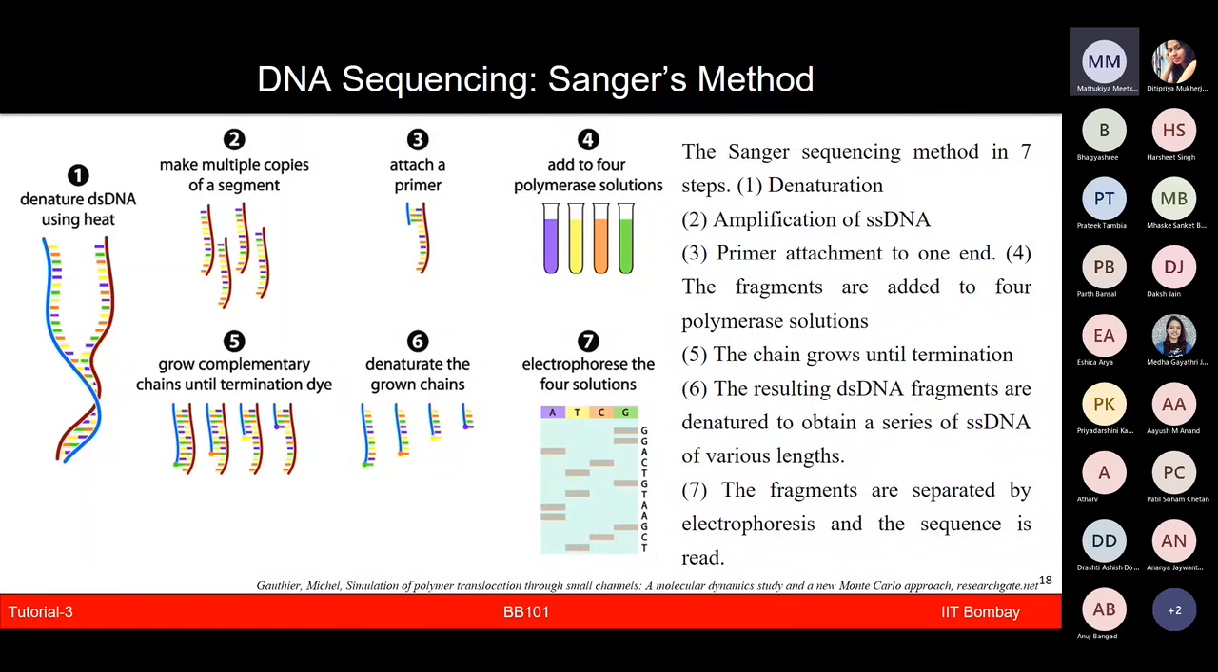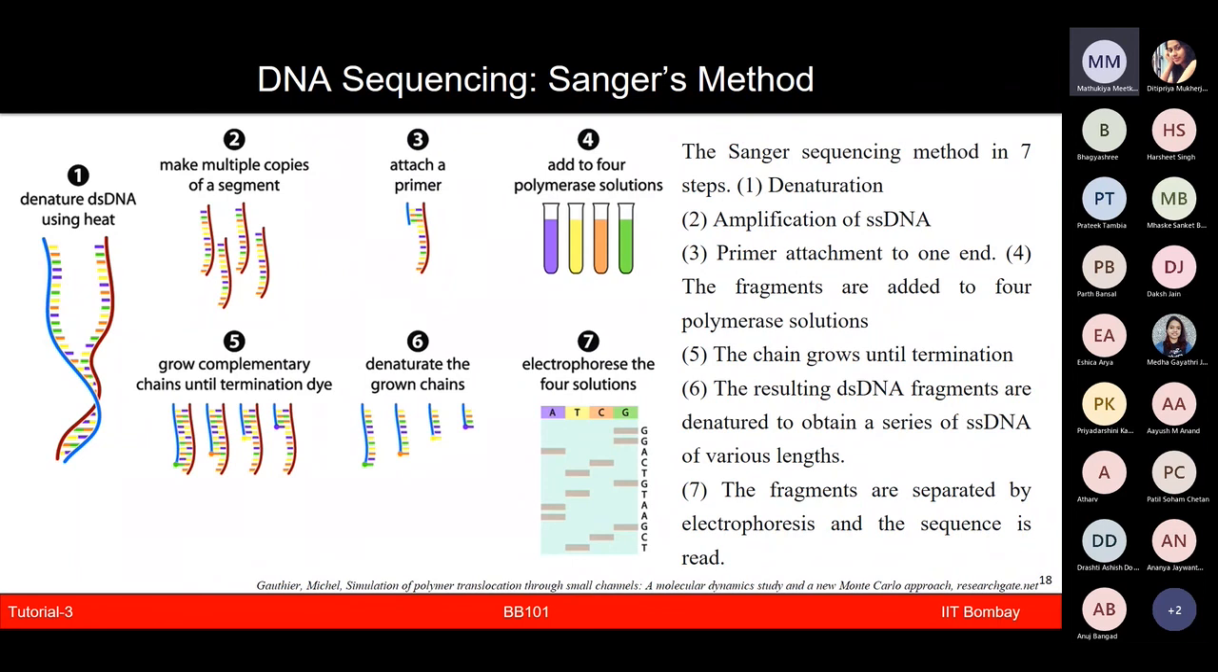Sanger sequencing being one of the most popular and one of the most well-known. So it has basic 7 steps. These 7 steps we are talking about only the sequencing part. Prior to all those, cloning is done. So now we have each fragment.